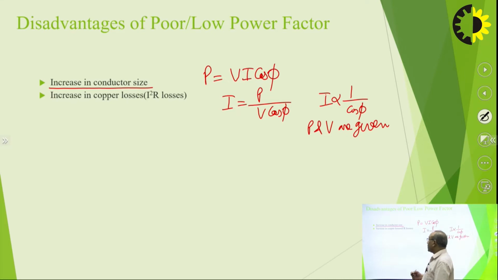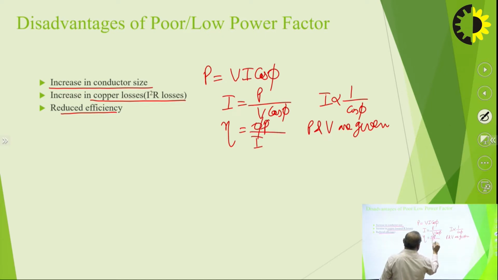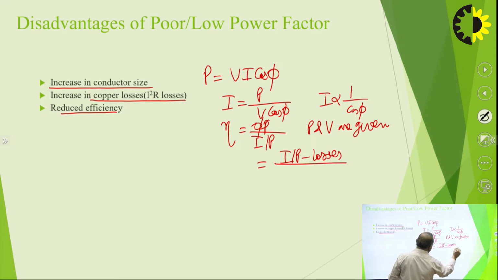So why is it so? Since current increases, I square R losses are also more due to this, that is another problem. Next, reduced efficiency. Why is it so? When copper losses are increased, the efficiency naturally will reduce, since efficiency we know is given by output upon input, and in case when losses are more, output will be written as input minus losses. So when losses are more due to increase in current due to poor power factor, naturally efficiency will go down, so it will reduce.